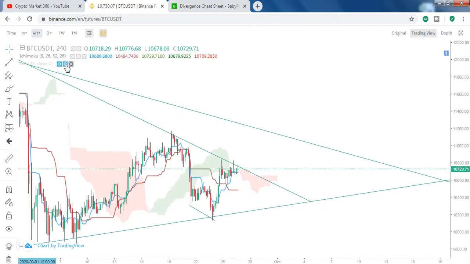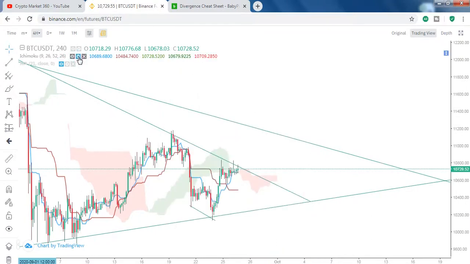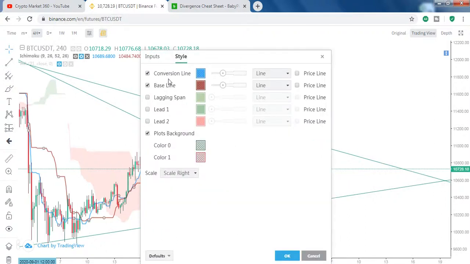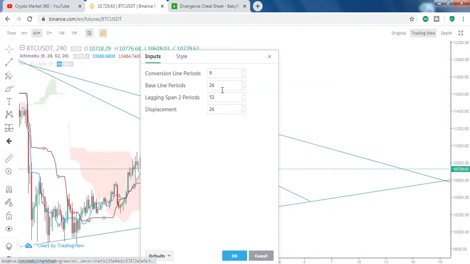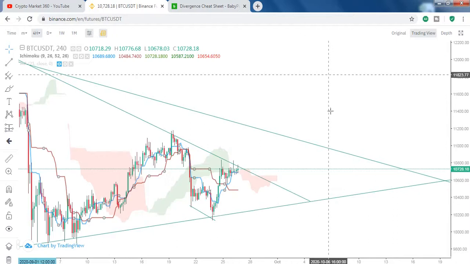If I show you the settings, this is the conversion line, the baseline, and the background, which is the cloud. This is called the Kumo cloud. Basically, the conversion line is a 9 MA, and this one is a 26 MA, you can see that. And I have removed the lagging span, lead 1 and lead 2, which I will explain in the future.